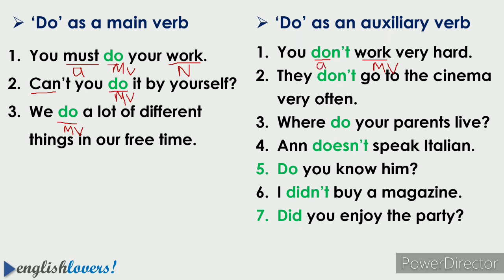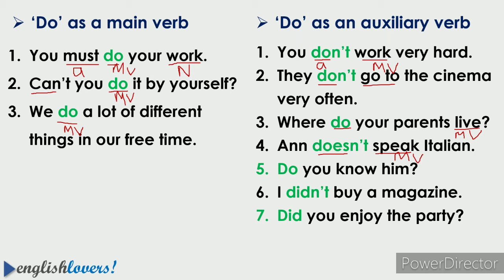In the next sentence, they don't go to the cinema very often. Here go is the main verb and do, or the negative form don't, is the helping verb or auxiliary verb. Where do your parents live? Here live is the main verb and do is the helping verb or auxiliary verb. And he doesn't speak Italian. Here speak is the main verb and does is the form of do, and it functions as an auxiliary verb or helping verb.